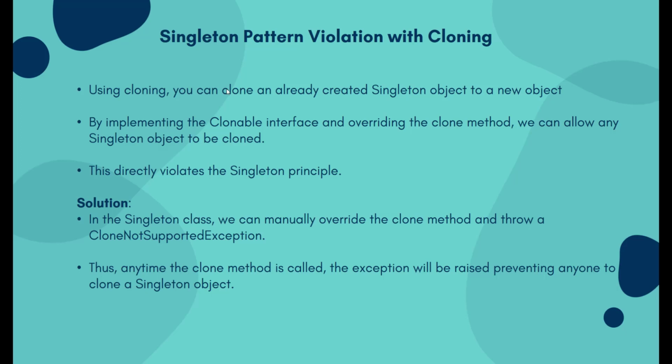Now we will see how to use cloning to violate the singleton pattern. We'll also see a solution on how to stop that. Using cloning, you can clone an already created singleton object into a new object. So basically, by implementing the clonable interface and overriding the clone method, we can allow any singleton object to be cloned. This directly violates the singleton principle. Let's go to the code to see how this violation is occurring.